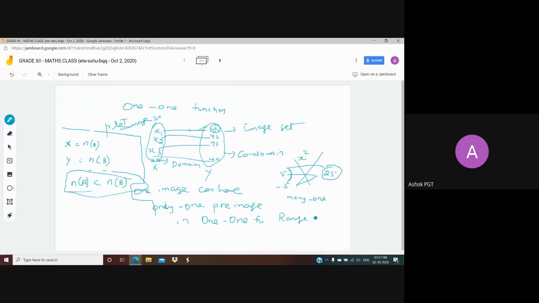So think twice and tell me, one-one function. Sir, but one image will have only one pre-image, sir. Yes. The output can be greater, but it cannot be less. Greater, or less than or equal to, is allowed. It is allowed. Okay? Yes, sir.